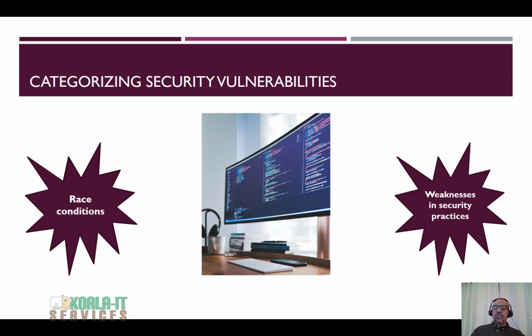Weaknesses in security practices. Systems and sensitive data can be protected through techniques such as authentication, authorization, and encryption. Developers should not attempt to create their own security algorithm because it will likely introduce vulnerabilities. It is strongly advised that developers use security libraries that have already been created, tested, and verified.